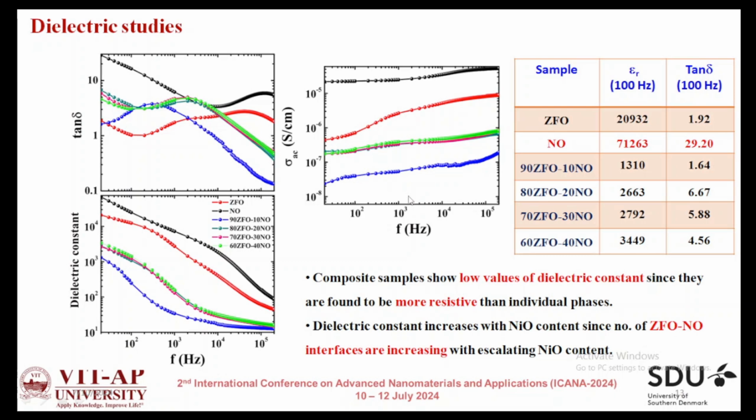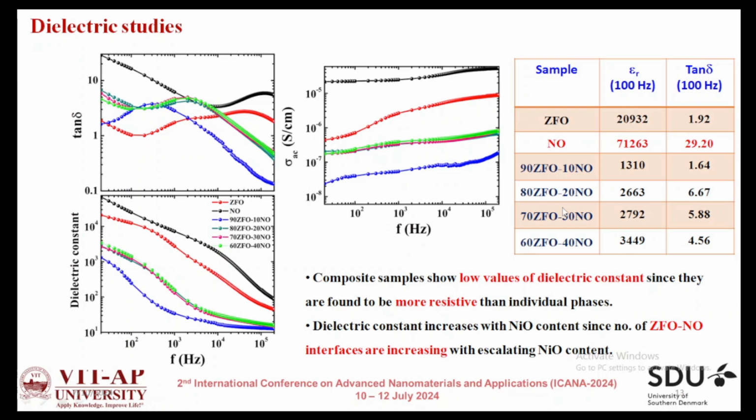And one important point in this dielectric plot, we have got lower values of the dielectric loss of this composite at high frequency range, lower than these individual phases. So it means that the loss gets improved in the composite samples.